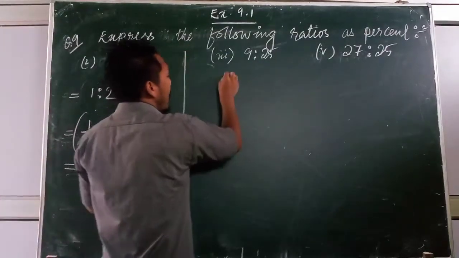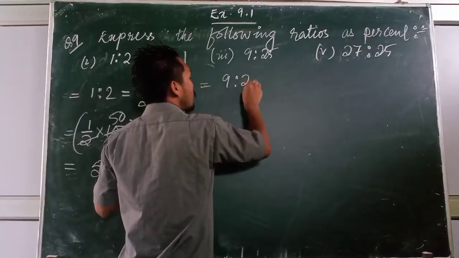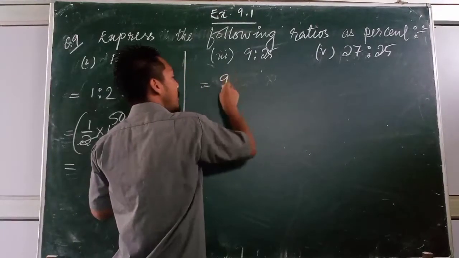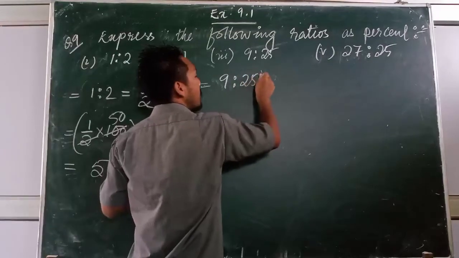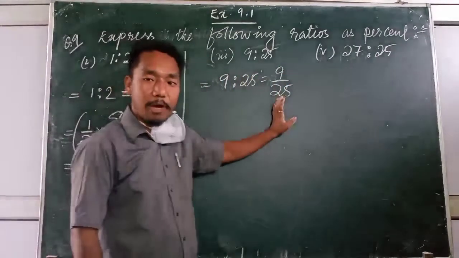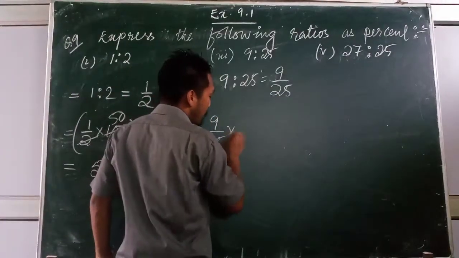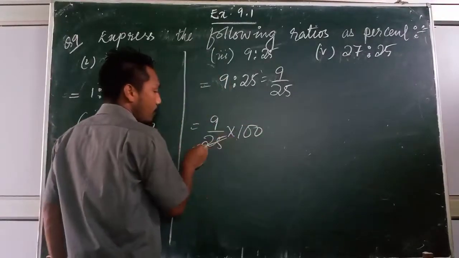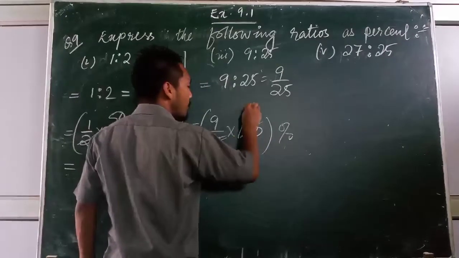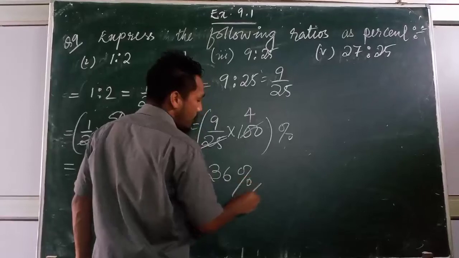Similarly again, 9 is to 25, I'm writing directly, 9 is to 25 into 100. I'm sorry, so 9 is to 25 will be written as 9 by 25. So from ratio we have converted it into a fraction. Now this fraction will be multiplied by 100. So 25 fours are 100, 9 fours are 36. So this is your answer.